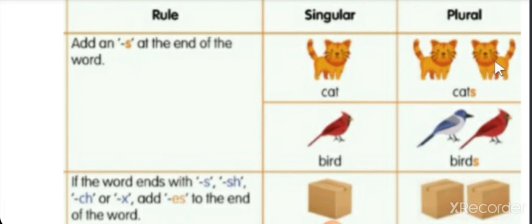There are many cats, more than one, so we will call it plural nouns. We can change the singular noun to the plural noun by adding S. Add an S at the end of the word, and we can make it plural. Like one cat and two cats. One bird and two birds, or more birds.